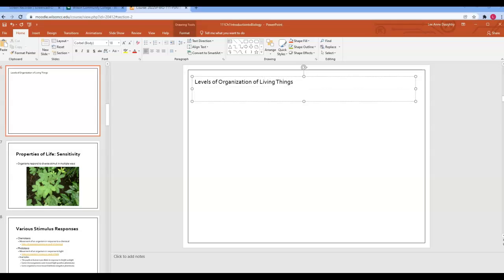Okay, so we would go atom, and then groups of atoms are called molecules. Groups of molecules are actually macromolecules. We have an entire chapter on the macromolecules. There are 4 main macromolecules. I'll put that in the list. They are nucleic acids, carbohydrates, proteins, and lipids or fats.